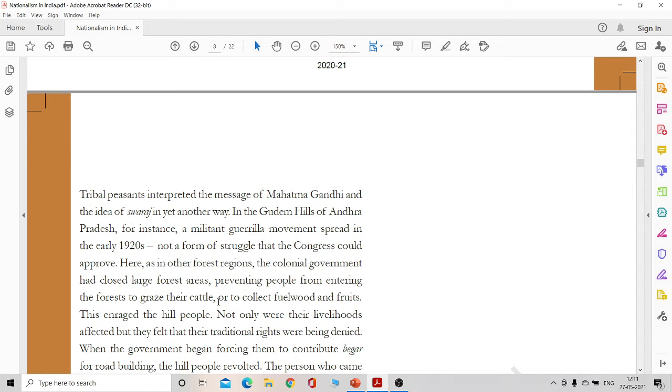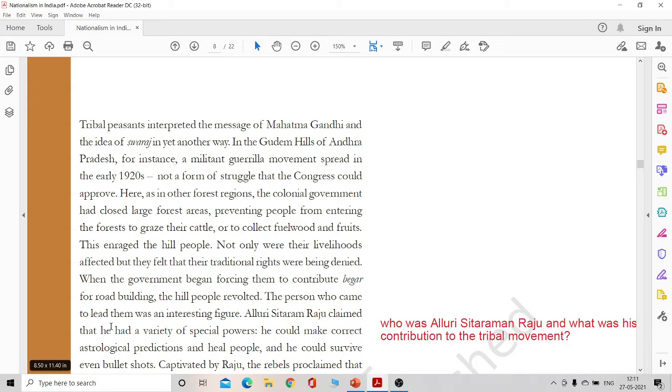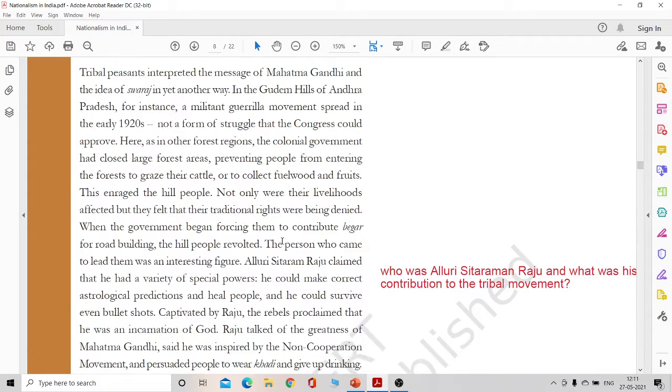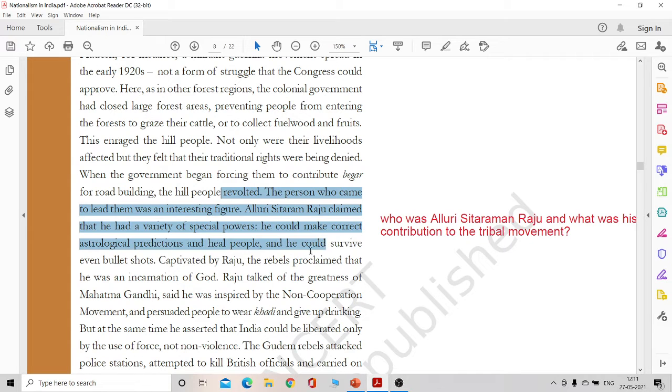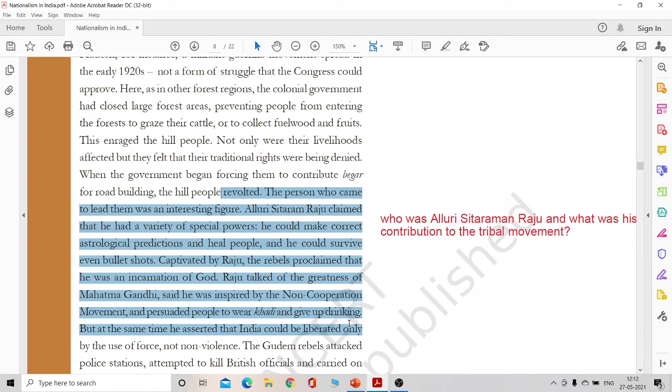Now, another question can be: describe or analyze the participation of tribals in the non-cooperation movement, or how did the tribals interpret Mahatma Gandhi's idea of Swaraj, right? So here particularly you have to mention the tribals in the Gudem Hills of Andhra Pradesh, the militant guerrilla movement that spread under the leadership of Alluri Sitaram Raju. He claimed that he had divine powers, and the rebels proclaimed he was an incarnation of God, and he was inspired by the non-cooperation movement led by Gandhiji.